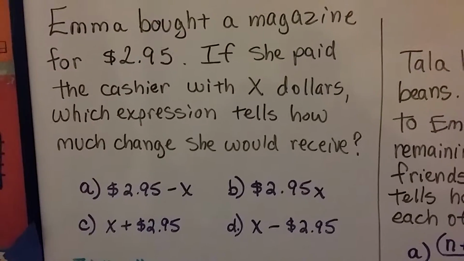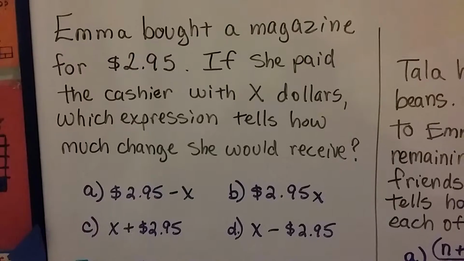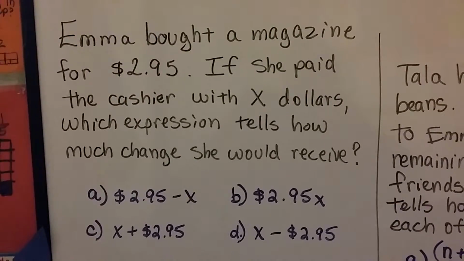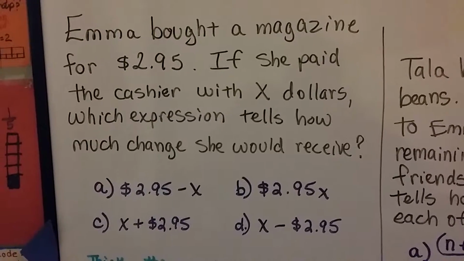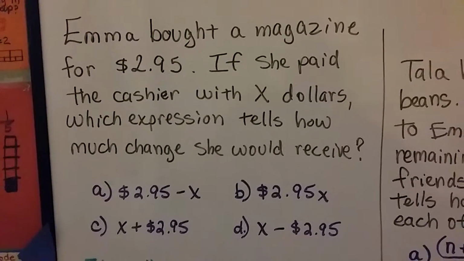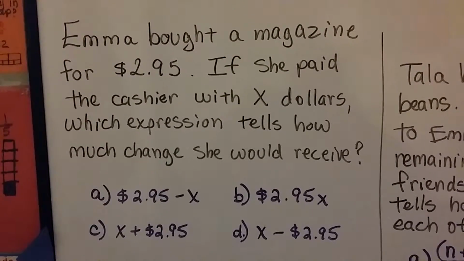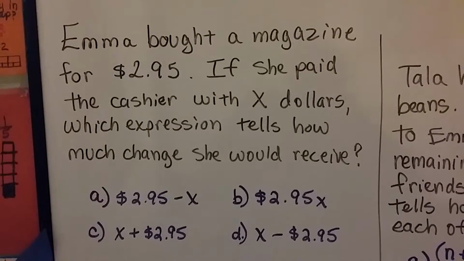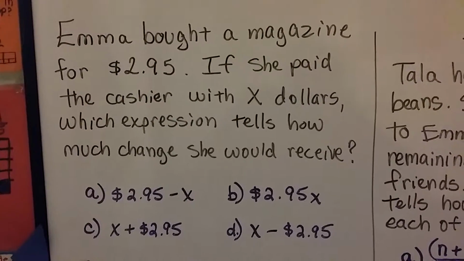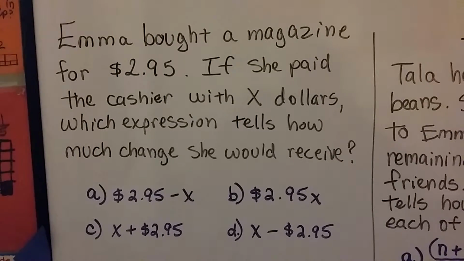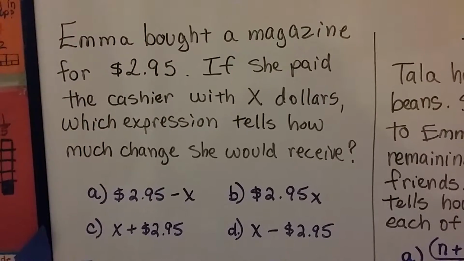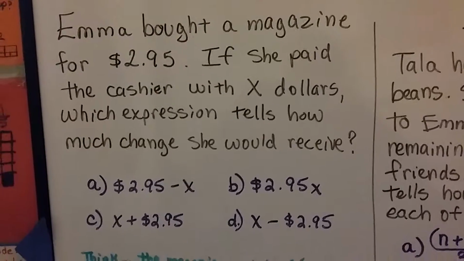So here's our four choices. We have A, $2.95 minus X, B, $2.95 times X, C, X plus $2.95, or D, X minus $2.95. So she bought a magazine that cost $2.95 and she paid with X dollars. Which one would be correct?